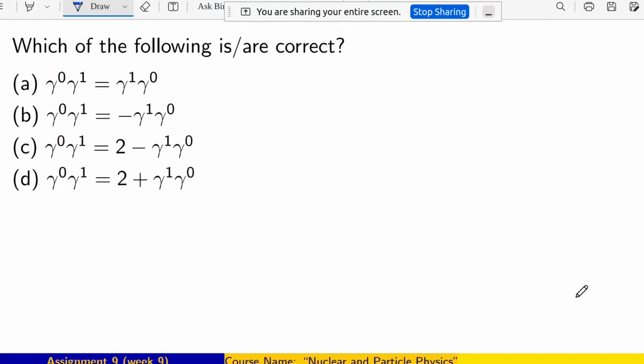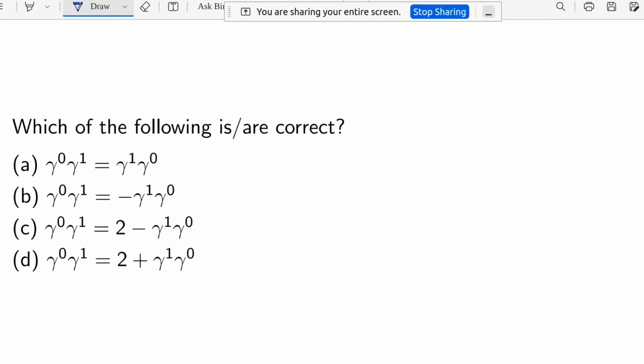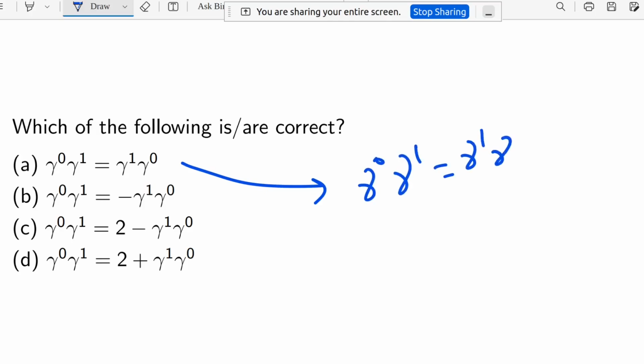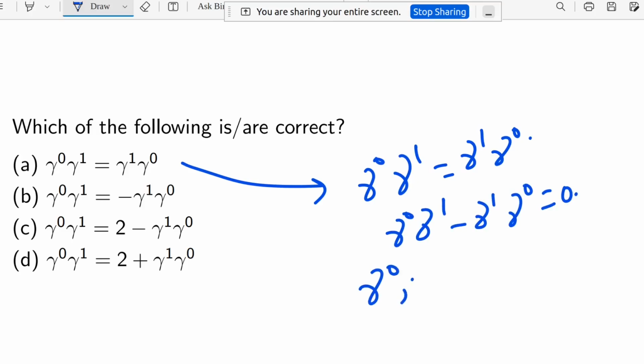Now coming to the options given here, you can see here option A says gamma 0 gamma 1 is gamma 1 gamma 0. That means gamma 0 gamma 1 minus gamma 1 gamma 0 is 0. The commutator is 0. From that expression we can conclude that the commutator is 0. But I told you that the anti-commutator will be 0. That means option A will not be correct.